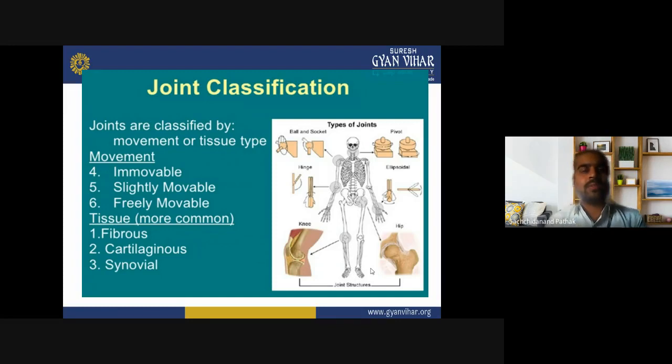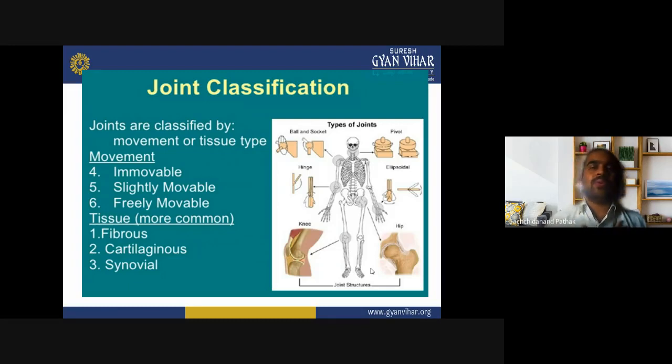The second classification we can do is according to tissue, meaning which tissue is found in the joint: fibrous tissue, cartilaginous tissue, synovial tissue, whatever it is. So joints can be classified on the basis of their movement and the tissue type. These are the 2 points.